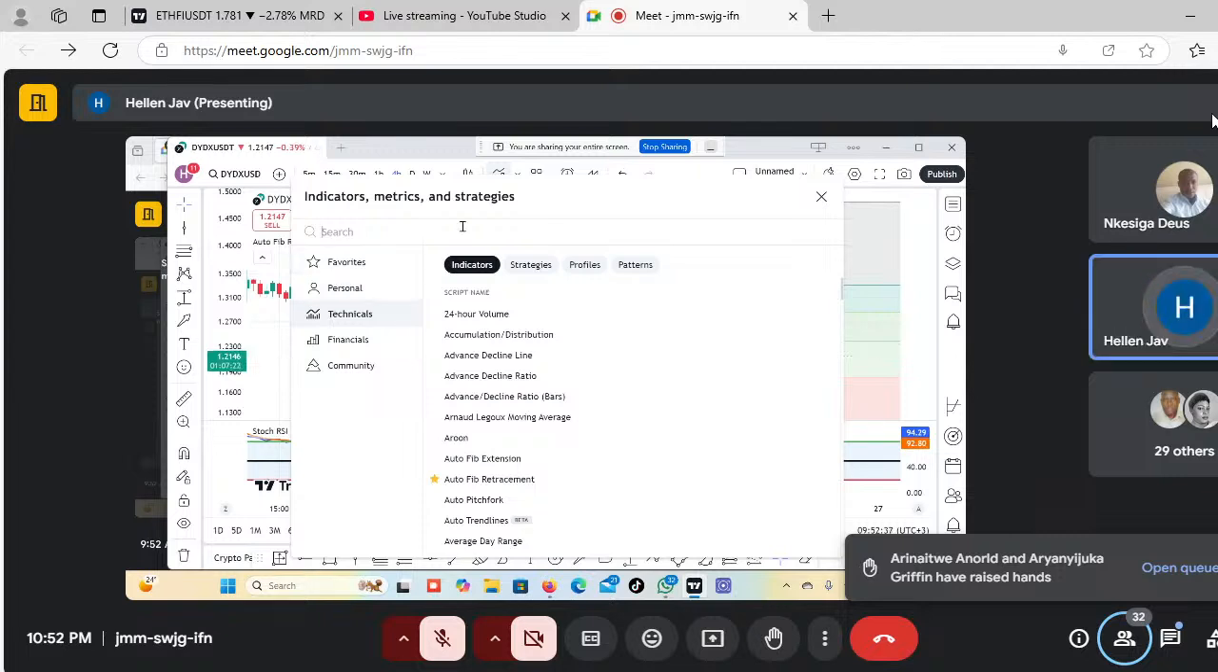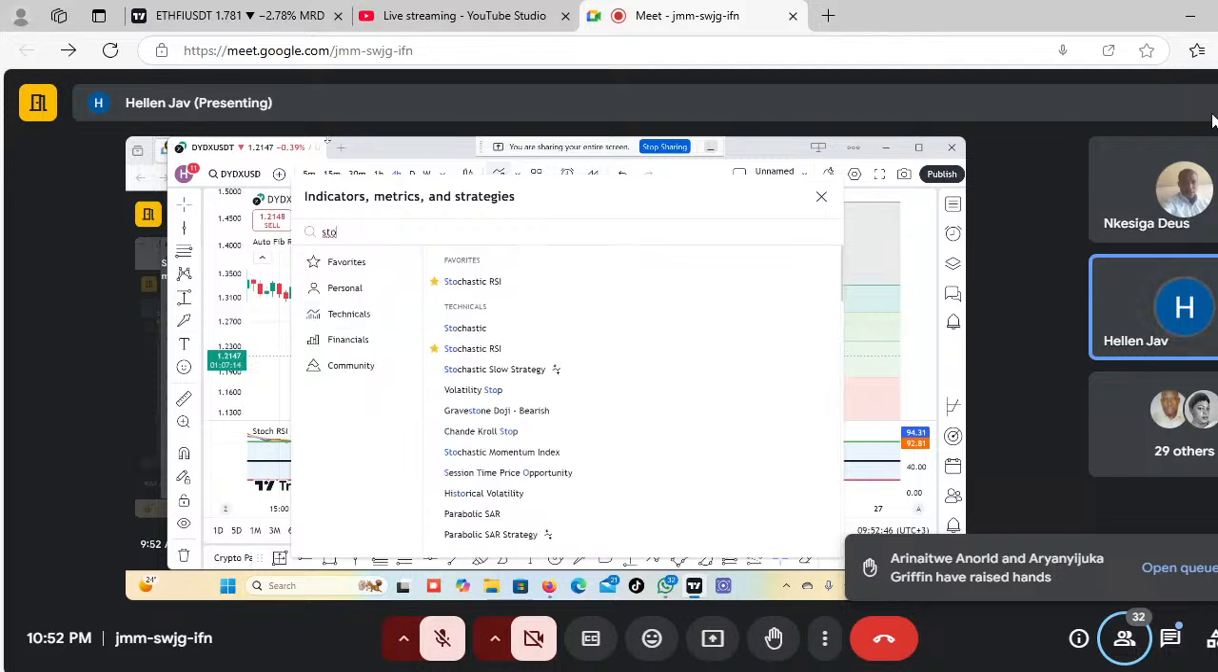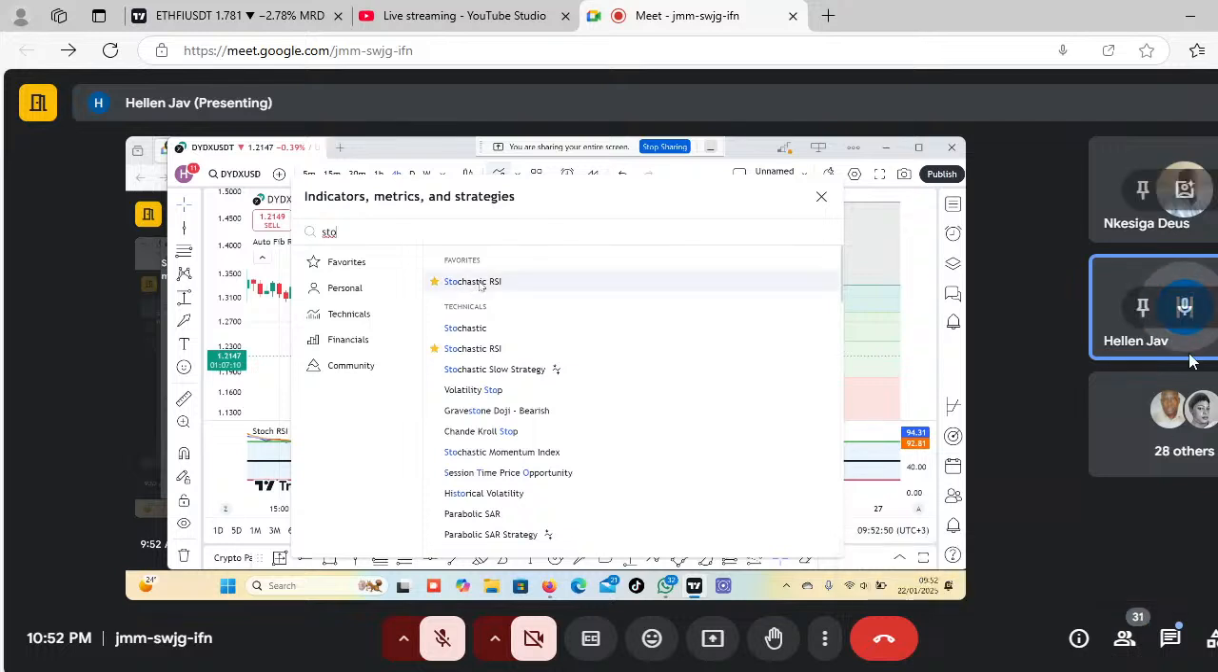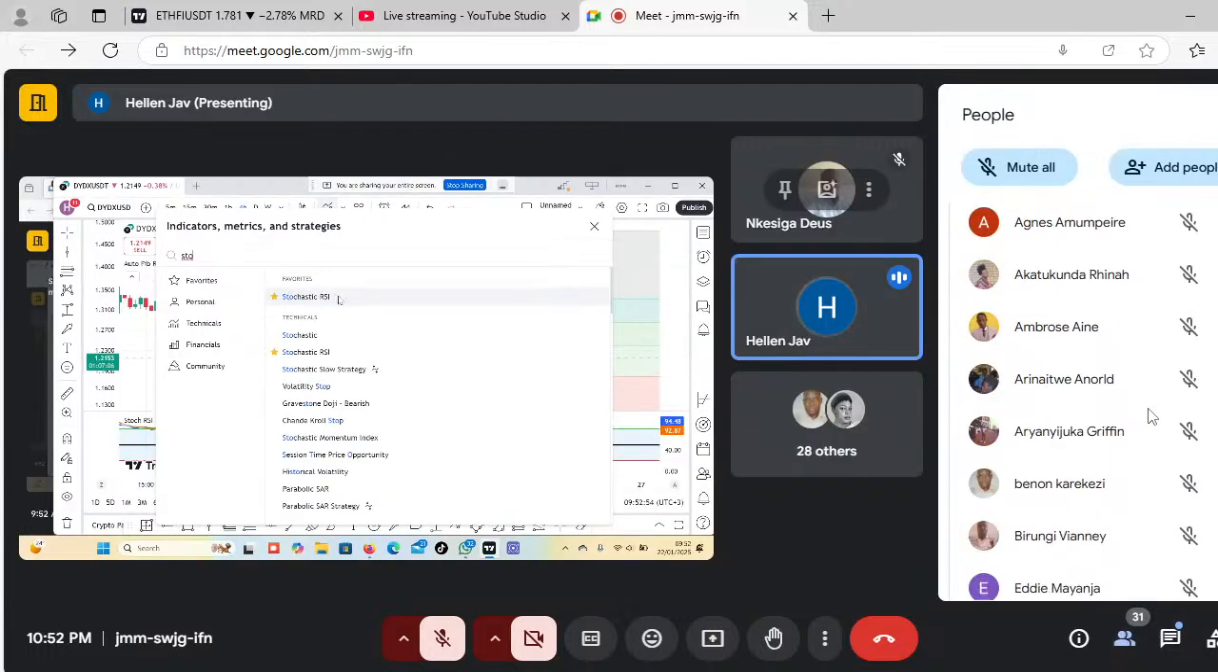So if you're not having it in your favorites, you just have to go in your technicals, and then you search for it. It is just called the stochastic. Okay, and then you'll be getting it. You can see mine is already here. It is already having a star, and then you can add it to your favorites and use it.